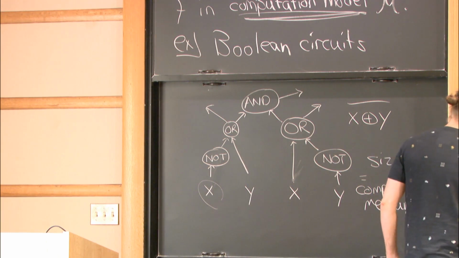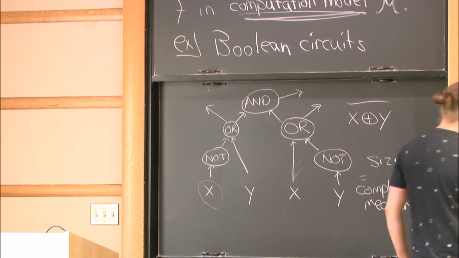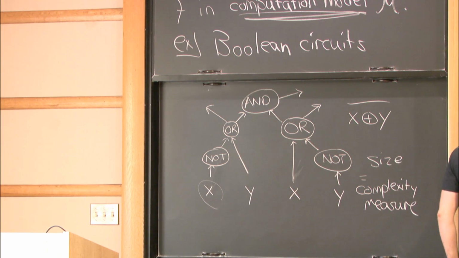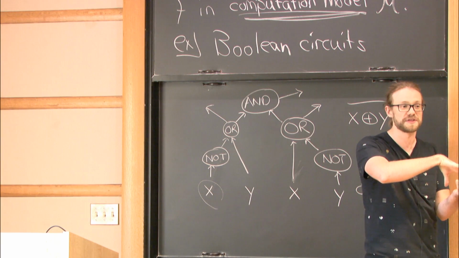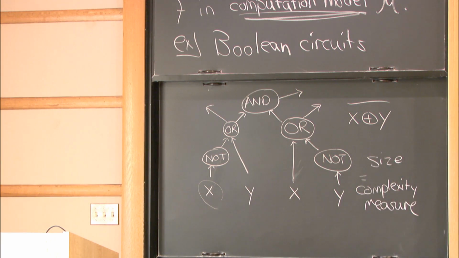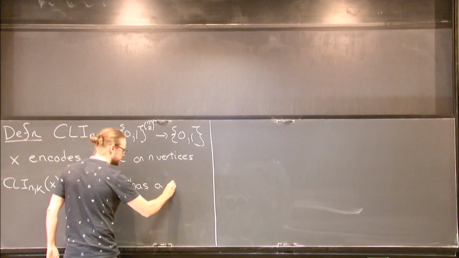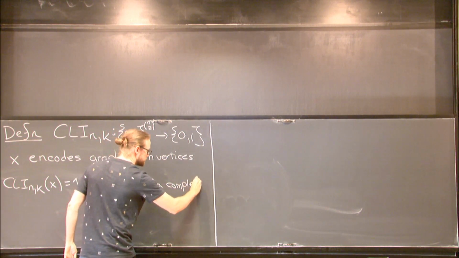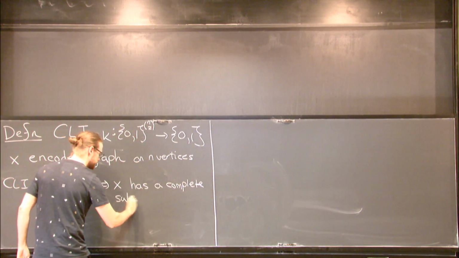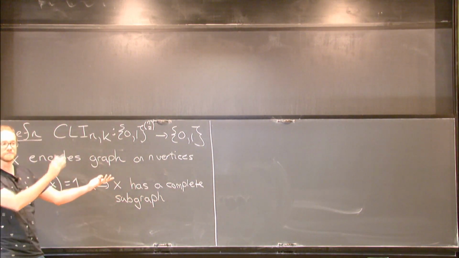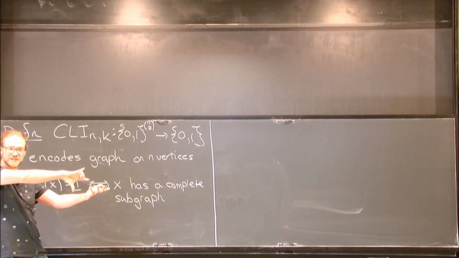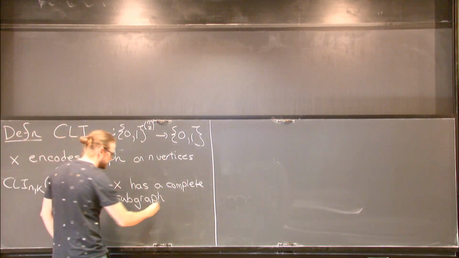And now this function, CLIQUE n sub k, or clique of n, k, is going to output 1 if and only if the graph that's encoded by x has a complete subgraph with k vertices. Okay? Complete means all the edges are there. So between every pair of vertices on this subset of k, there's an edge.